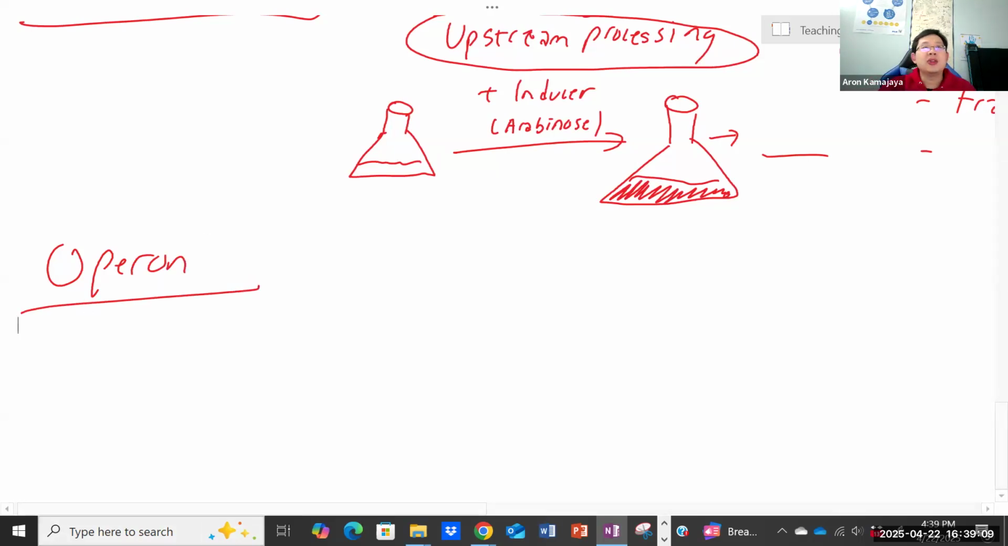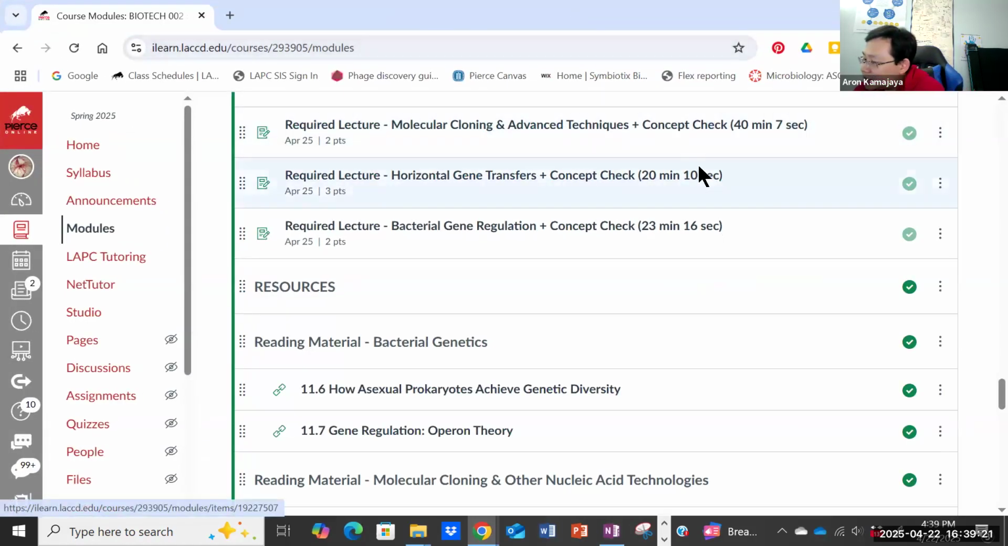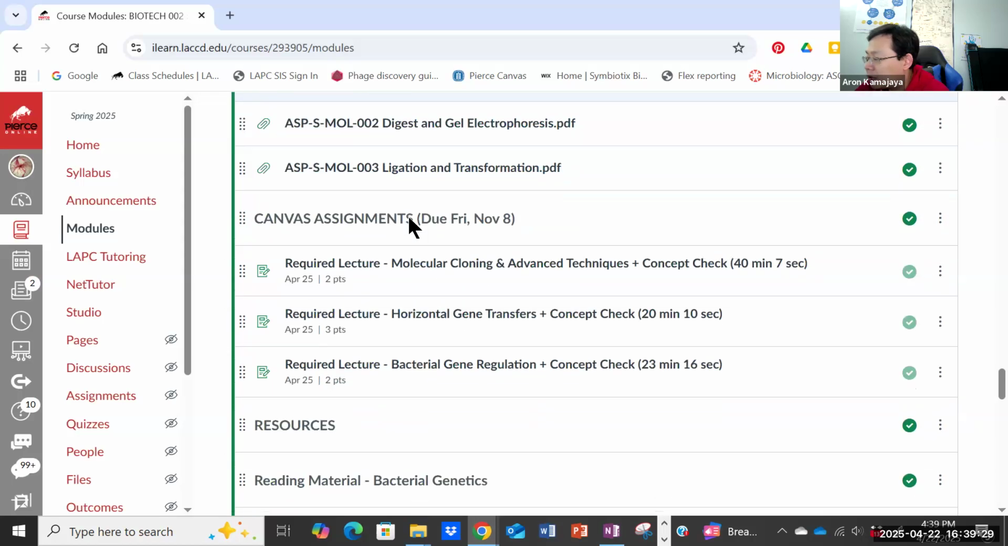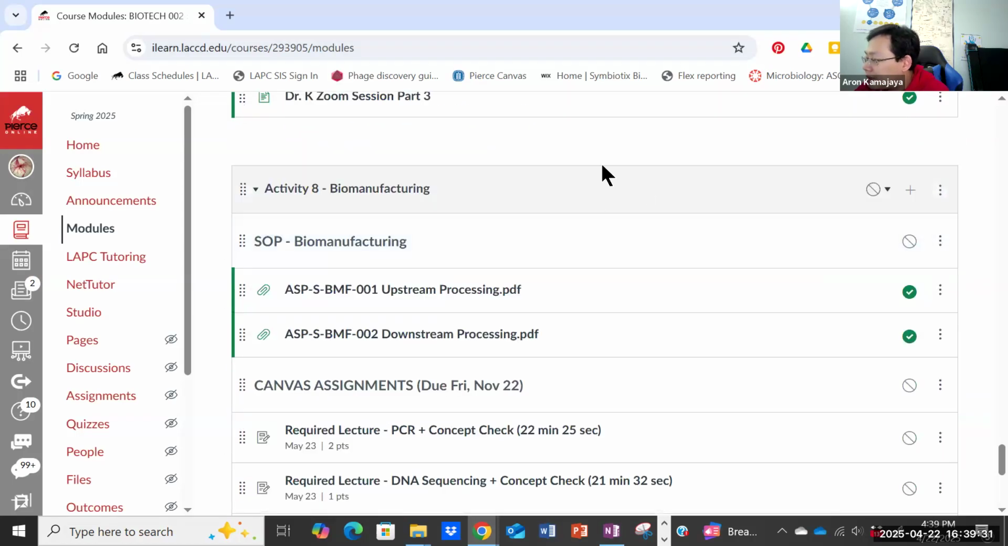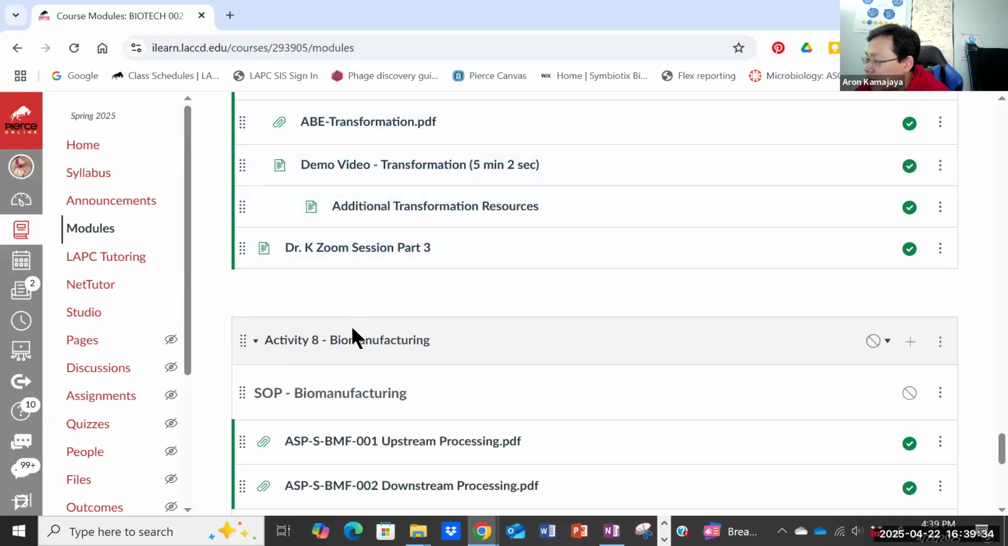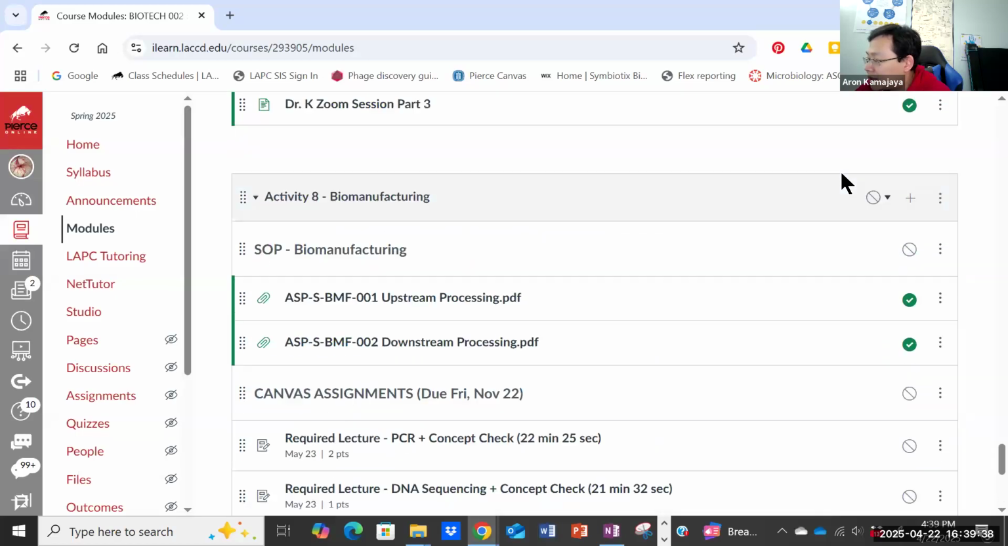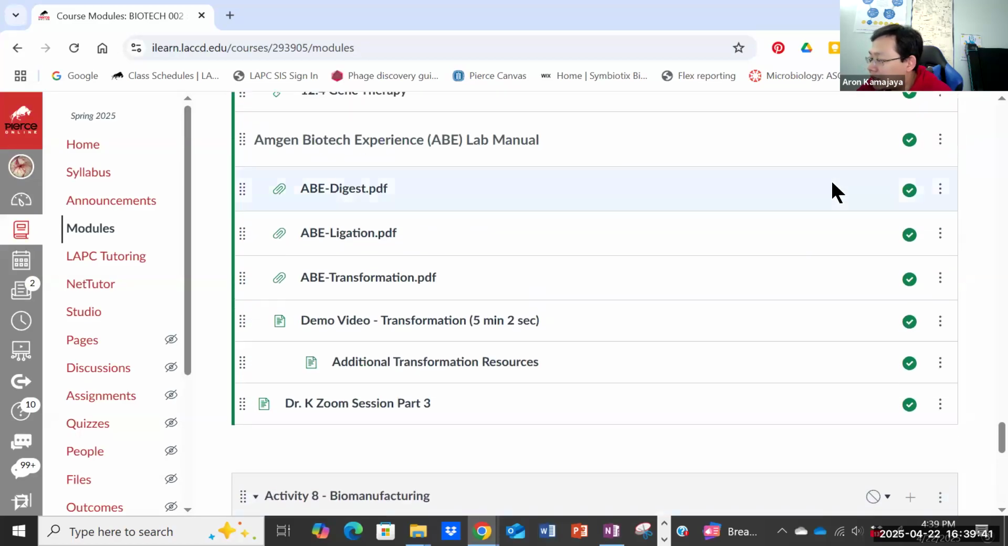Now, just to remind you, if you look at your Canvas page, I already opened up all the lecture activity, or activity 7, which is molecular cloning, already there. The only thing you do not have is the biomanufacturing part. That has not been published yet. But everything else, all the way to transformation, you can see over here.